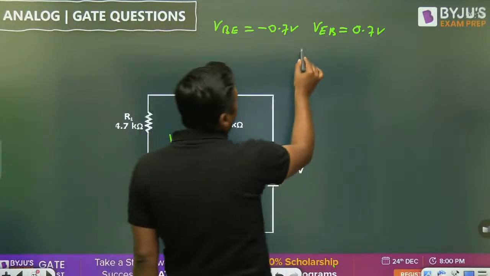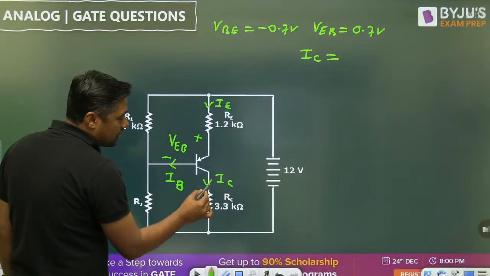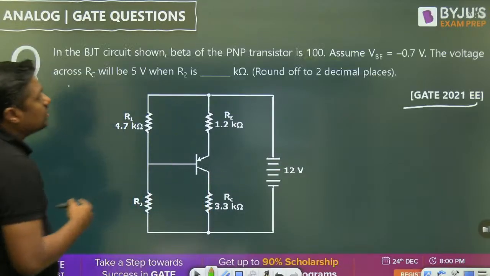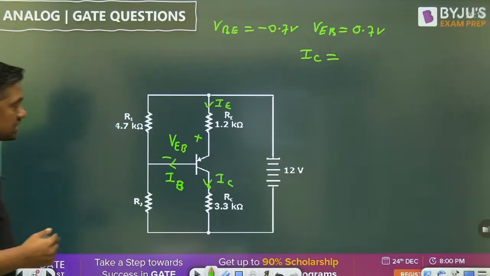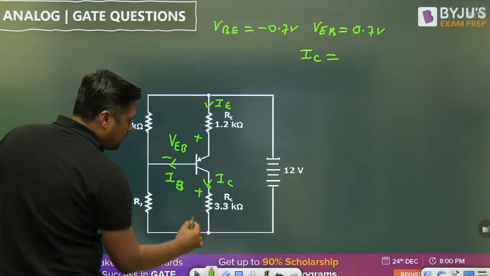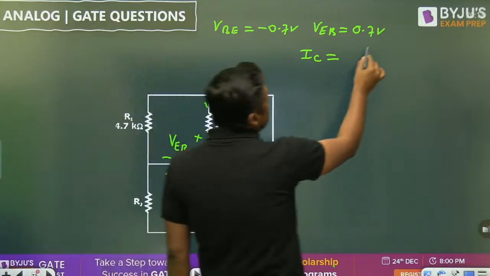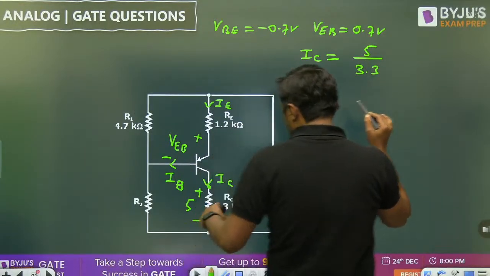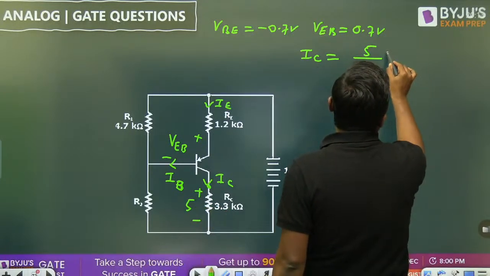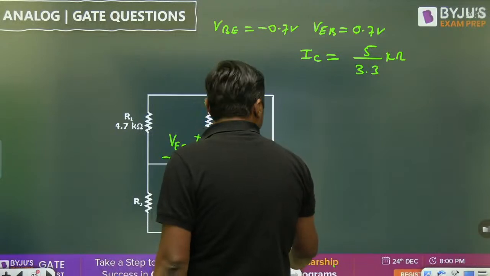So what is the IC? You can directly find it, because the voltage at this terminal is given. Collector voltage is given as 5 volt. In the question, voltage across the RC is 5 volt. So voltage across RC means here it is 5 volt. Now you can find the IC. So IC is equal to 5 volt upon RC. What is the RC? 3.3 kilo ohm. So you will get this value. It is in kilo ohm, so the current is in milliampere.